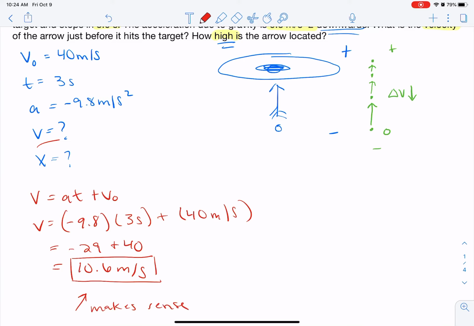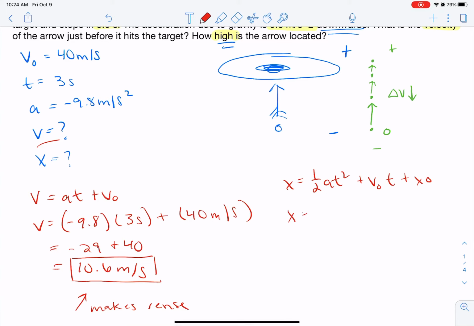Now let's do our second one. We're going to use the equation x equals 1/2 at squared plus v naught t plus x naught. Remember, you can set where it started as anywhere. So I'm going to say it started at 0.